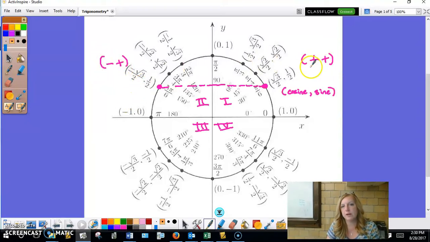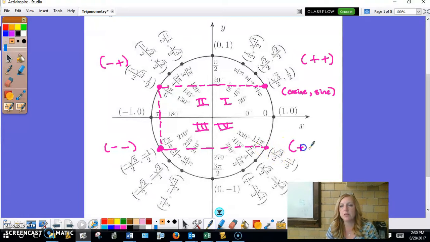So this will help you figure out the sign of the trig function by thinking about what quadrant you're in. If we come straight down, flip over the x-axis with the symmetry, this point down here is in the same family, and it's the minus minus quadrant. So both the cosine and the sine are negative. And then if we come straight across over here, you'll be in quadrant 4, where it is the plus minus quadrant. So cosine's positive, sine is negative.